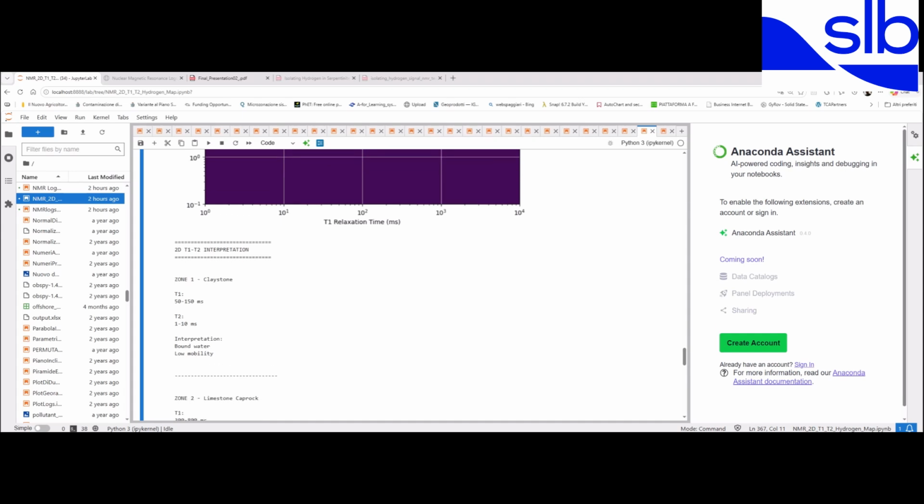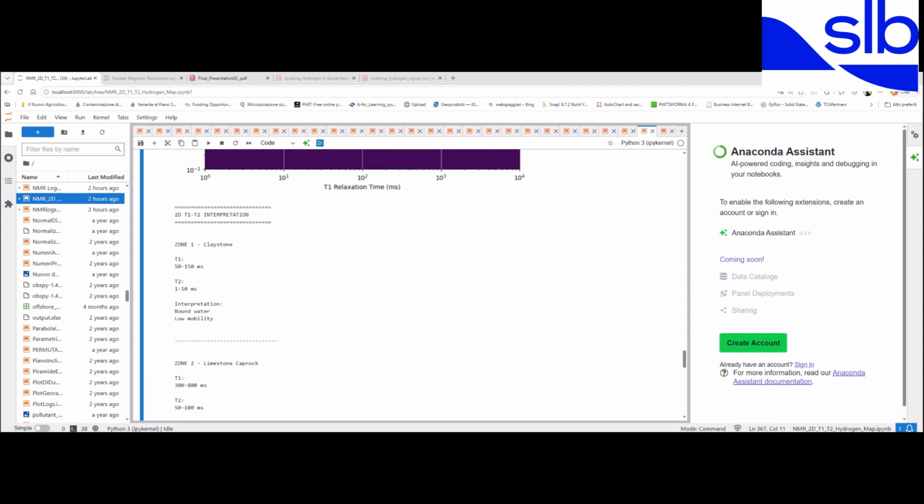You have the claystone T1, T2 and its interpretation: boundary water, low mobility. So T1 for claystone is this. With this interpretation, claystone has a T2 relaxation time of less than 10 milliseconds. The interpretation is bound water, a low mobility layer, so diffusion of hydrogen is not possible, clear.